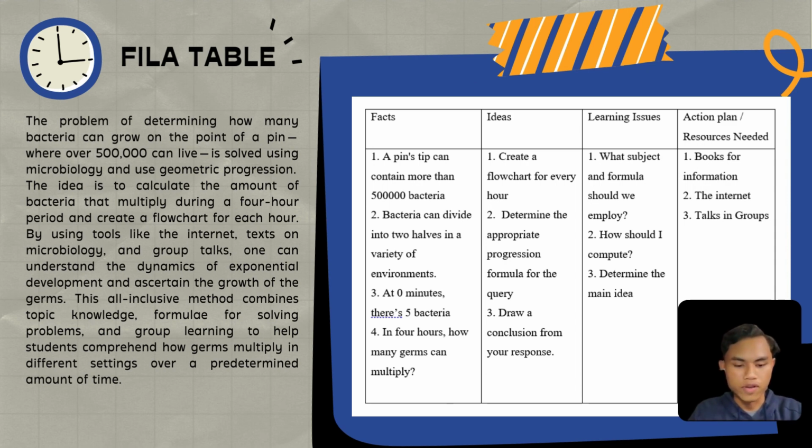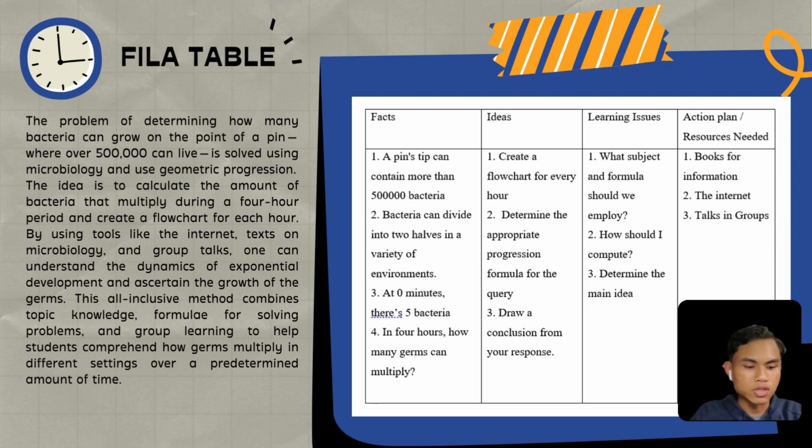So, for the facts, firstly, we got a pin stick can contain more than 500,000 bacteria at one time. Two, bacteria can divide into two halves in a variety of environments. Three, at 0 minutes, there are 5 bacteria. Four, in 4 hours, how many germs can multiply? For ideas, firstly, we got create a flow chart for every hour. Second, determine the appropriate progression formula for the query. Thirdly, draw a conclusion from your response.